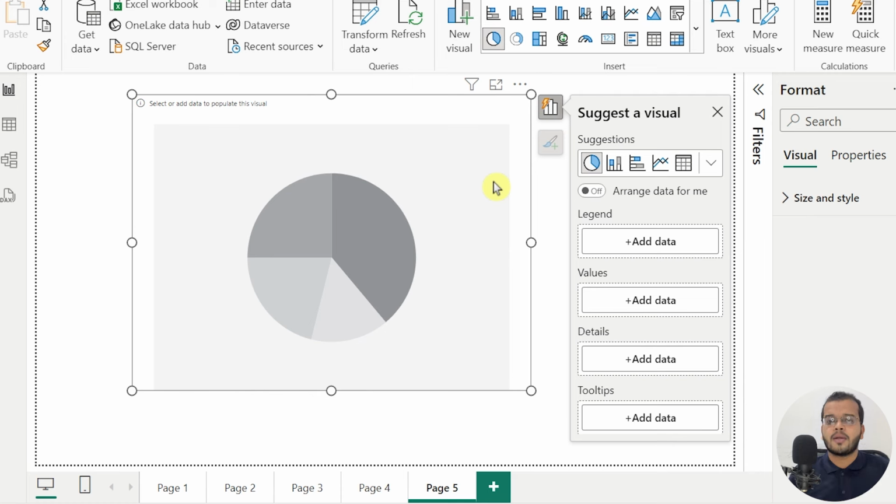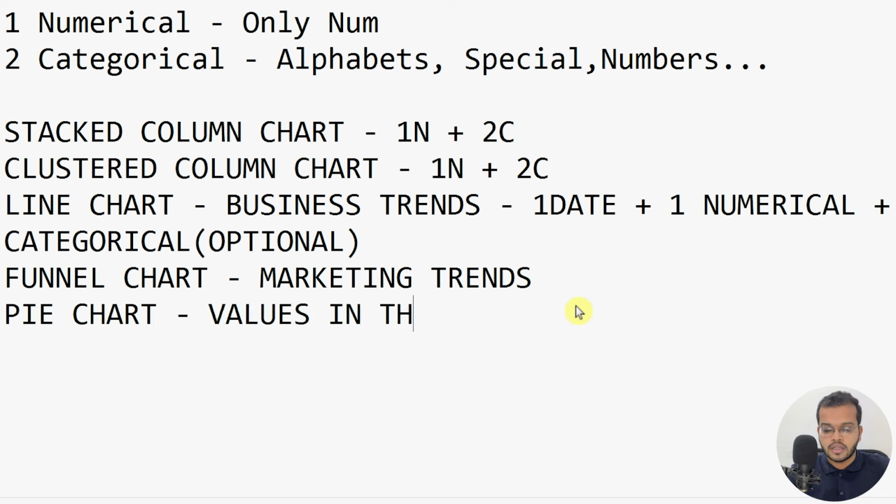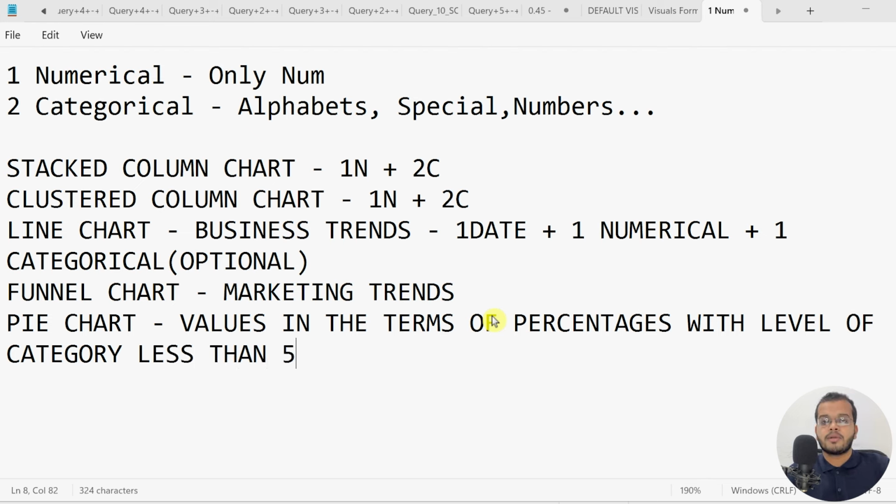Now when I'm talking about a pie chart, a pie chart is used to show the values in terms of percentages to the client with a level of category less than 5. I'm repeating it again. A pie chart is used if you want to show the values in terms of percentages with a level of category less than 5. Now what is meant by level of category? Less than or equal to 5.